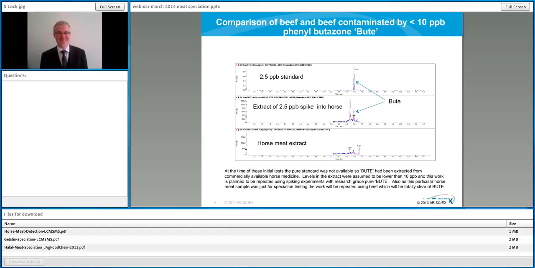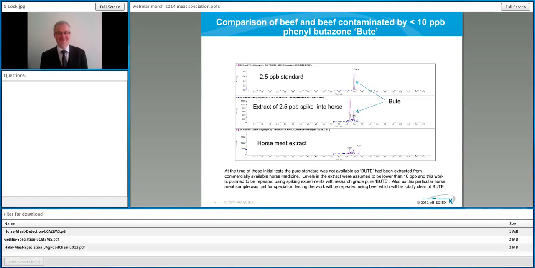Now, most of the traditional methods used to detect horse meat by LCMS were just based on bute. The reason why they did this is bute is banned from human consumption. It's a drug which is used as an analgesic for horses, so it's used in horses which are used for horse riding and jumping. But it's banned from human consumption because of the negative effects it gives to humans.